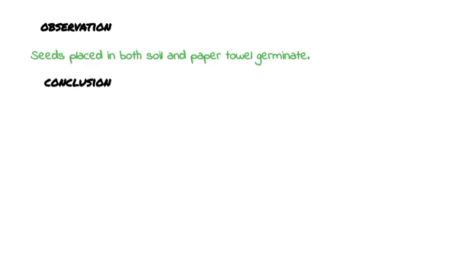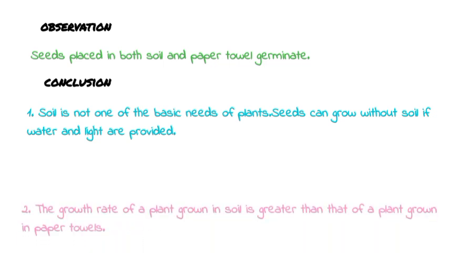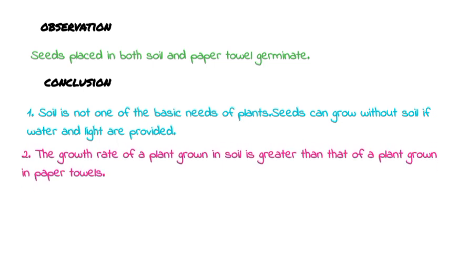Observation. Seeds placed in both soil and paper towel germinate. Conclusion. Soil is not one of the basic needs of plants. Seeds can grow without soil if water and light are provided. The growth rate of a plant grown in soil is greater than that of a plant grown in paper towels.